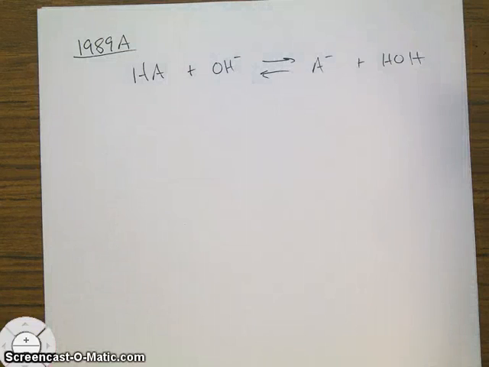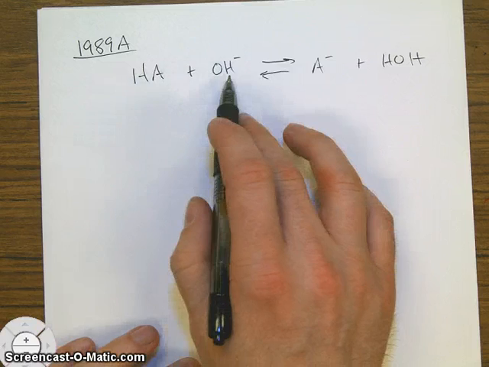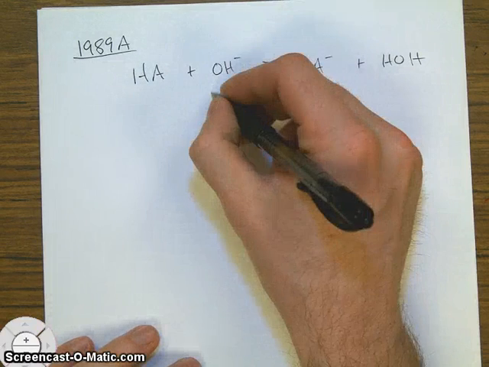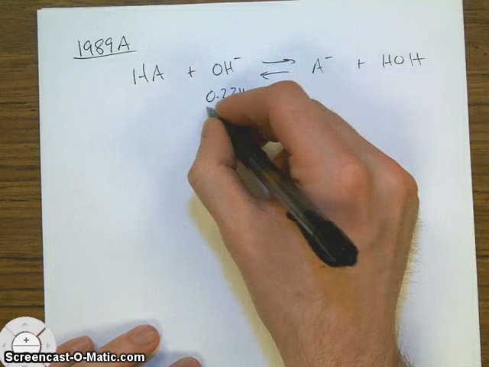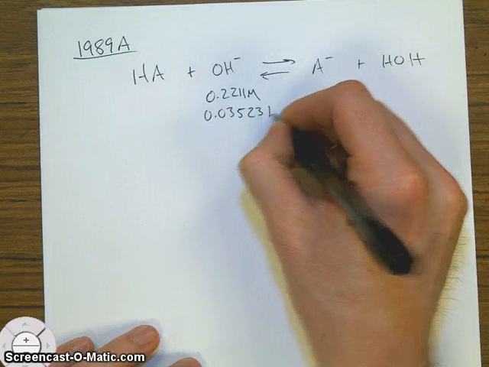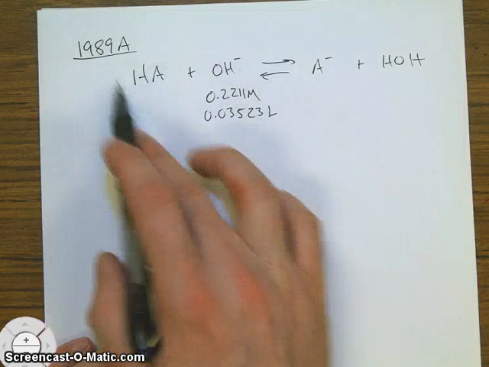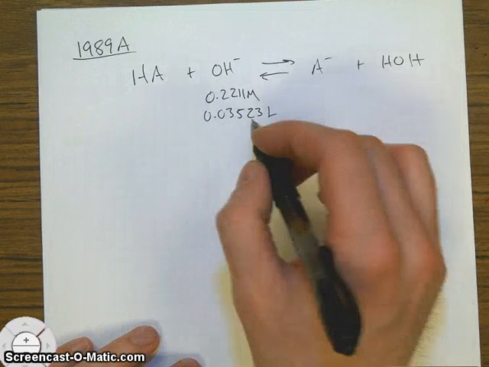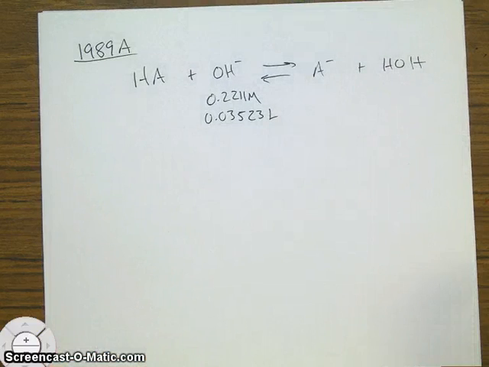The question says that we begin with a concentration. From the information above, we have to calculate the molecular weight of ascorbic acid, that's grams per mole. The cool thing is that they tell you the concentration, 0.2211 molarity, and they tell you the volume, 0.03523 liters, that you reach a point where all of the hydroxide has reacted with all of the acid. At that point, you will have nothing but salt water, and that's what we call the equivalence point.